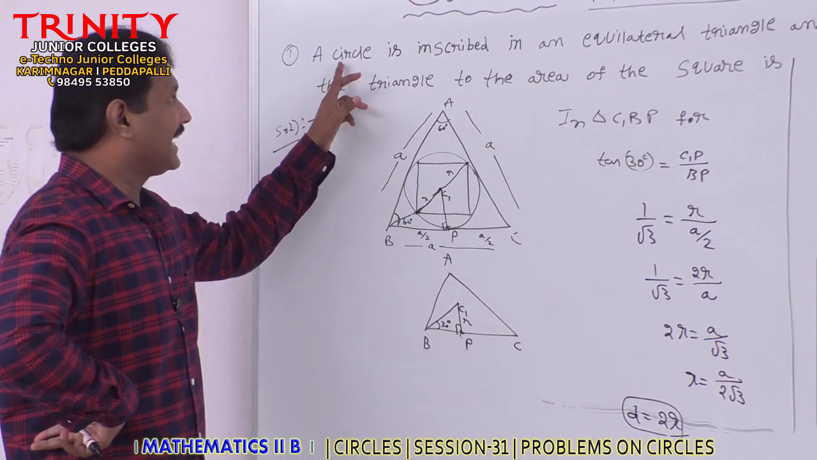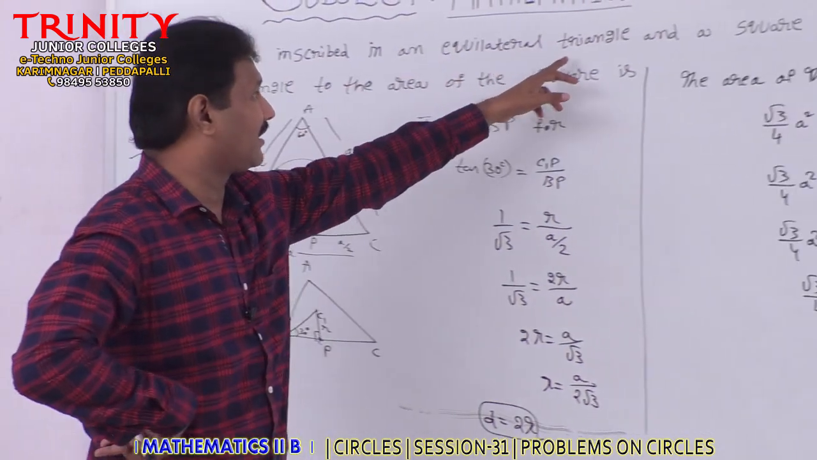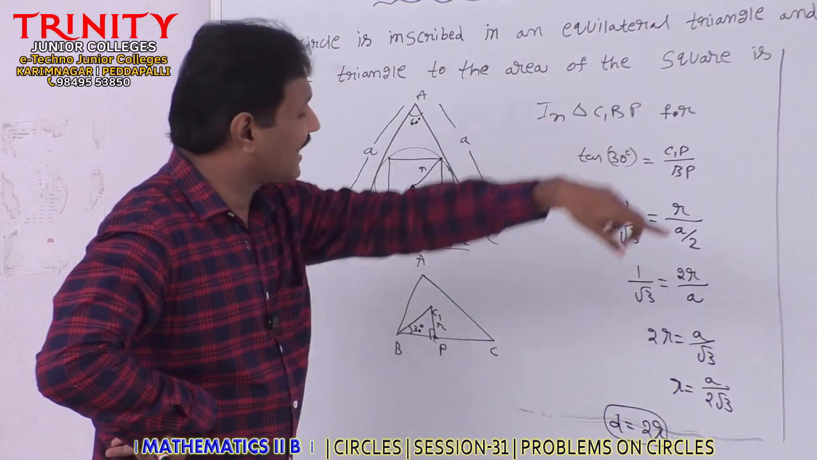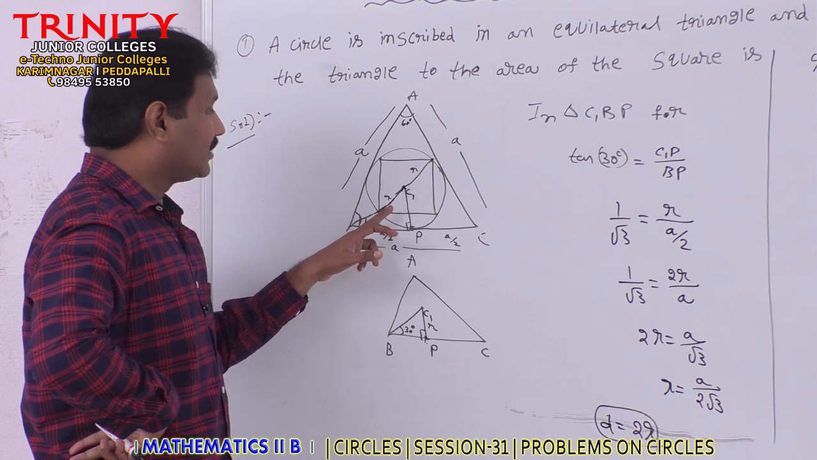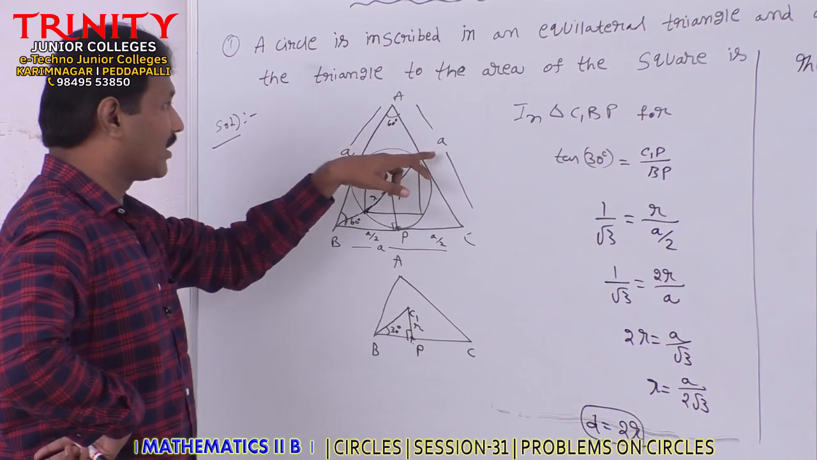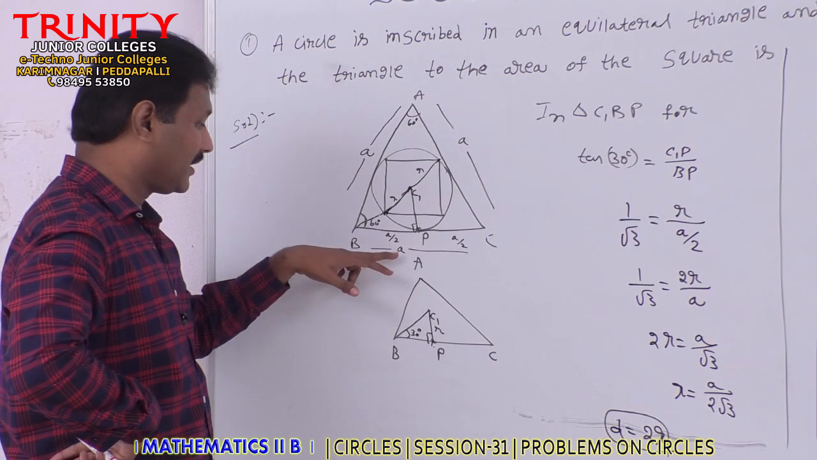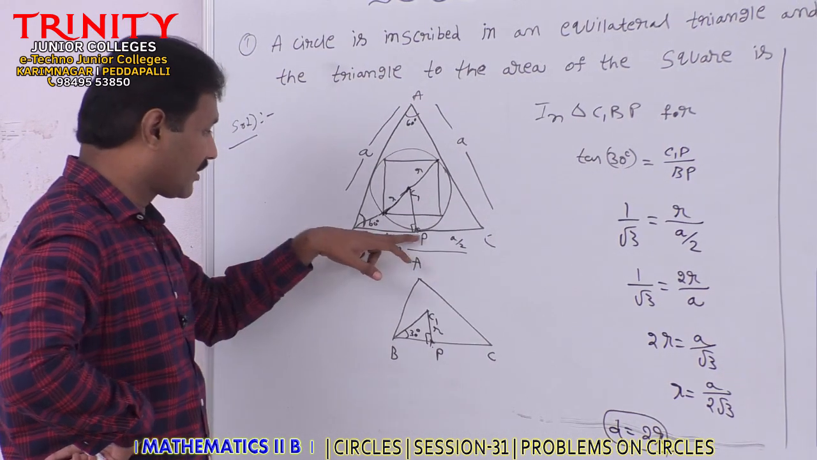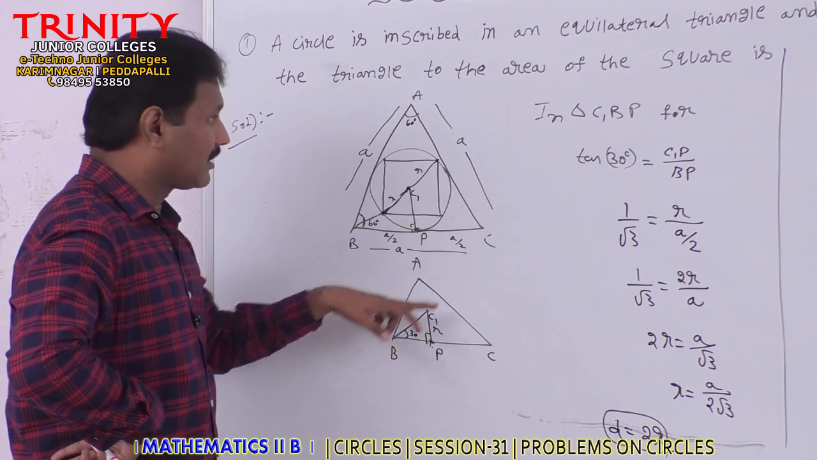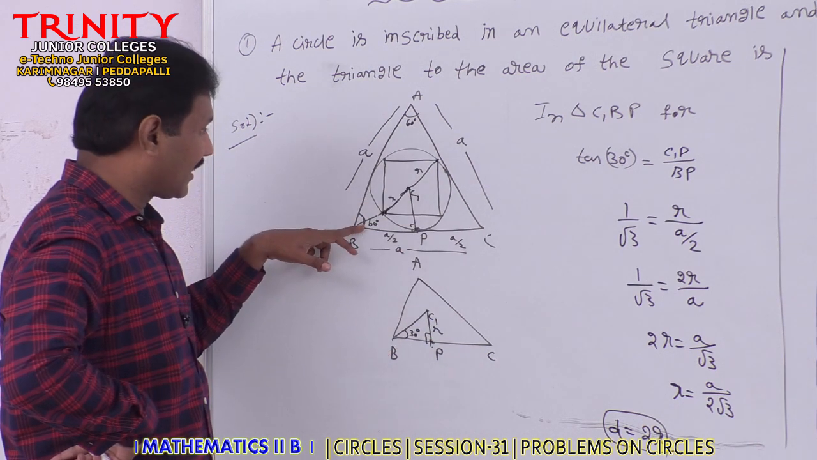In this problem, a circle is inscribed in an equilateral triangle. This is the equilateral triangle. The circle is inscribed, and a square is inscribed in the circle. Therefore, all sides are equal because it is an equilateral triangle. Let each side be a. Therefore, the length of BP is a by 2. This is the radius r. The angle in the equilateral triangle is 60 degrees.